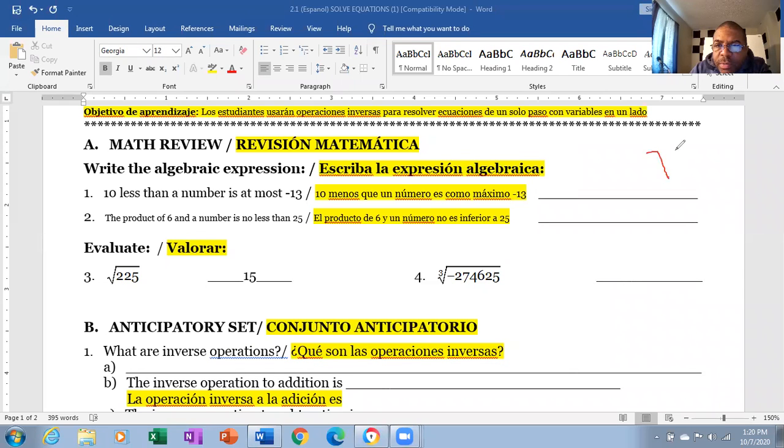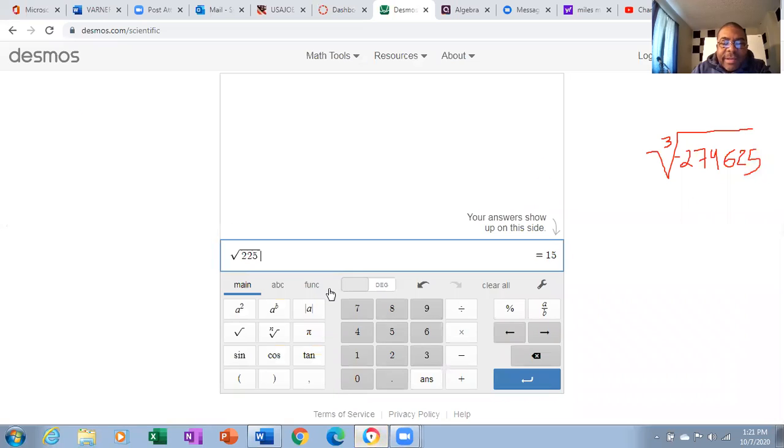So we're going to do the cube root of negative 274,625. All right, now somebody saying, Mr. Varner, you're doing too much. You can just plug it in. Trust me. When you do too much, you learn very well. When you do a lot, you learn a lot. So the more you do, the better you're going to learn. So I want you to do a lot, okay?